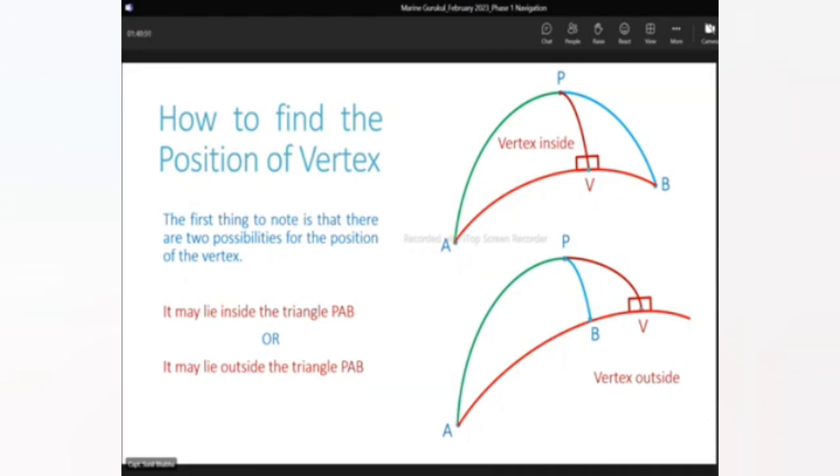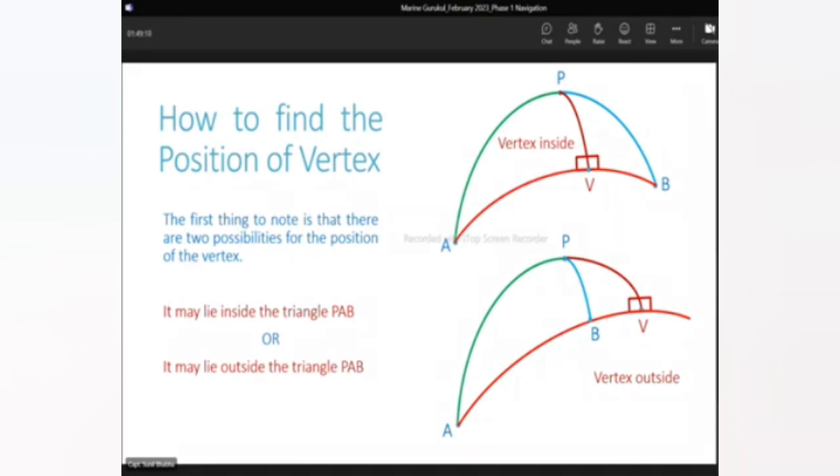Before I move ahead, beta, these are the two possibilities for vertex. Any doubt coming to your mind? No, okay, sir. Great, very good.